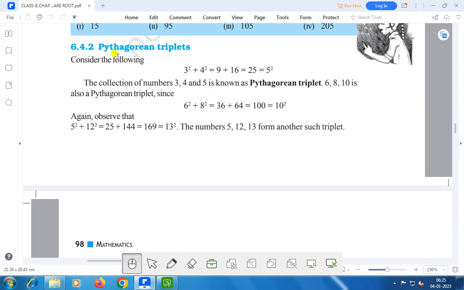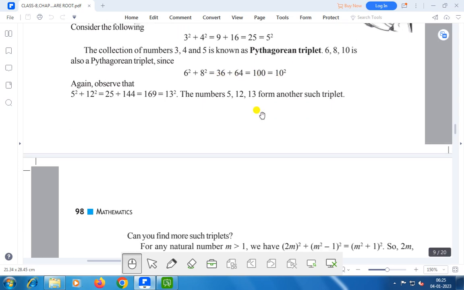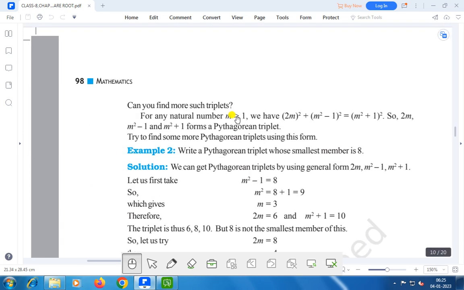Now we will discuss Pythagorean triplets. Consider the following. 3 square plus 4 square equal to 9 plus 16, that is 25. It can be written as 5 square. The collection of numbers 3, 4, 5 is known as a Pythagorean triplet. 6, 8, 10 is also a Pythagorean triplet, since 6 square plus 8 square is equal to 36 plus 64 equal to 100 is equal to 10 square. Again, observe that 5 square plus 12 square is equal to 25 plus 144 is equal to 169 is equal to 13 square. The numbers 5, 12, 13 form another such triplet.